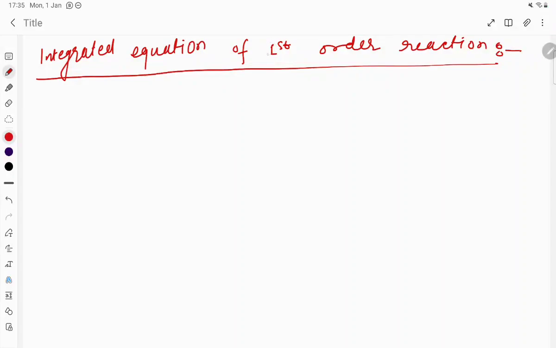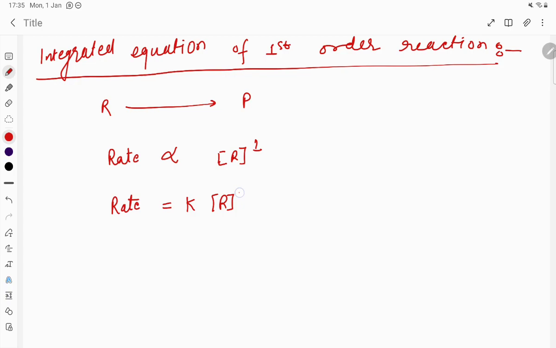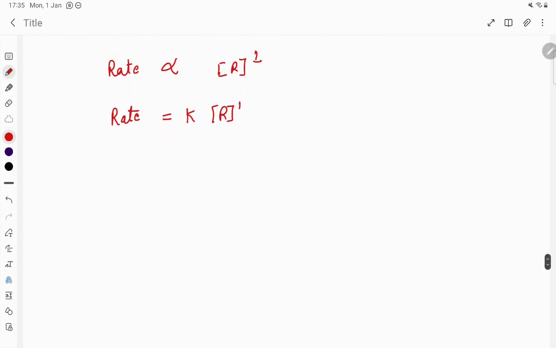Hello student, let's try to understand the integrated equation of a first order reaction. How do we represent it? R gives product. When you are writing the rate, the rate is proportional to the concentration of the reactant raised to the power 1, because it is a first order reaction. If you remove the proportionality sign, we introduce the constant k, and it becomes k times R power 1.